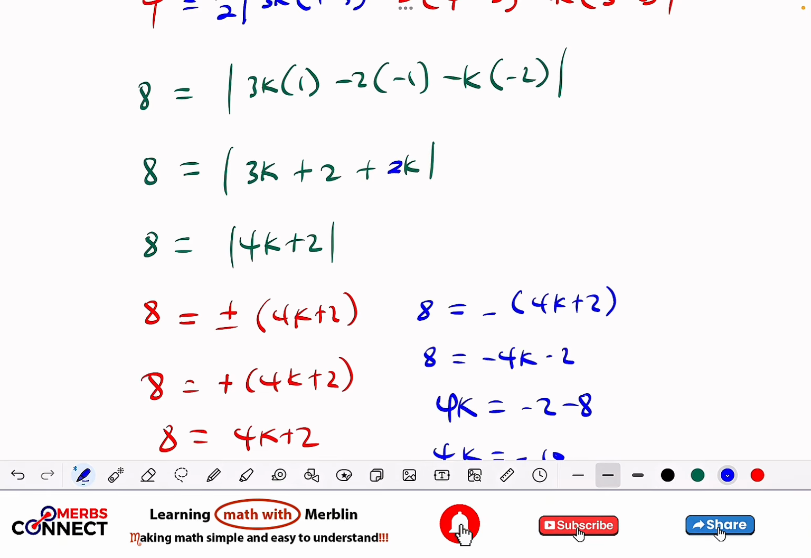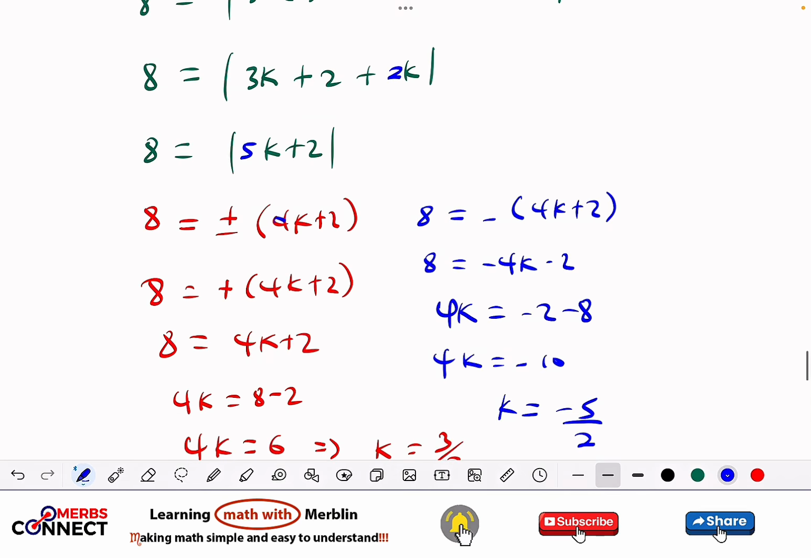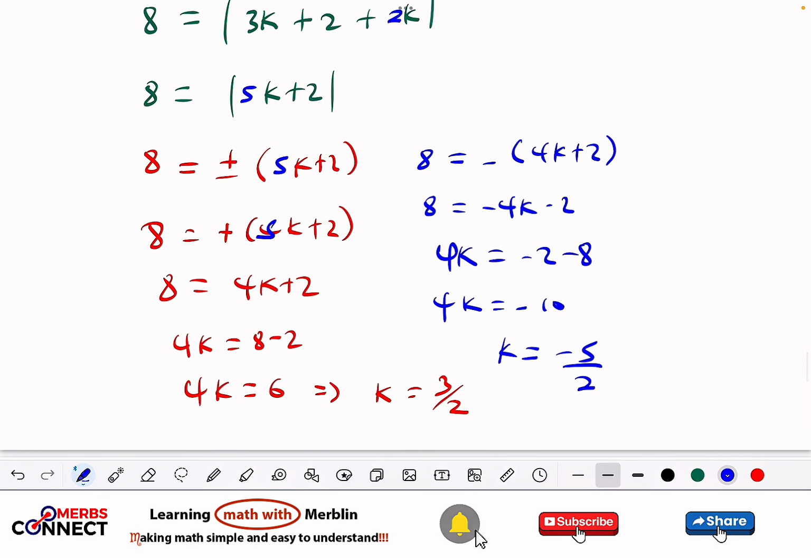2k. So this is going to be 5k. Good. This one is going to be 5. This is going to be 5. This is 5. This is going to be 5. This is going to be 5. So this is going to be 6 divided by 5.